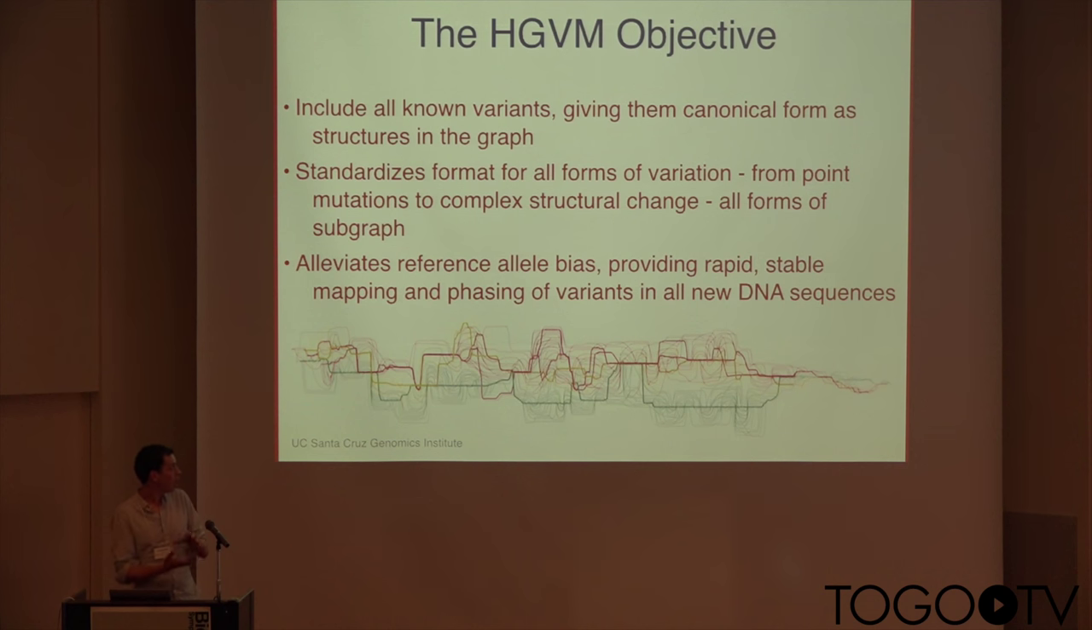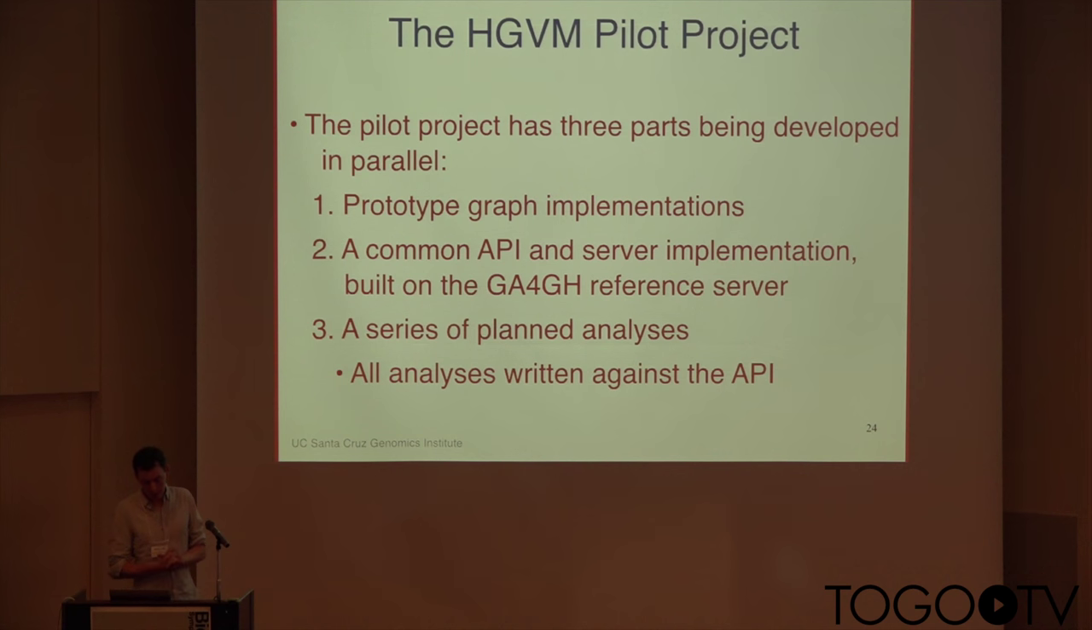And in our tool chains that work with that fundamental data structure, we want to be able to alleviate this problem of reference allele bias, this problem of always viewing the genome, viewing variation through the lens of this one genome. And that, perhaps, is the most important point. So getting to the meat of this, and I've got like 2 minutes.